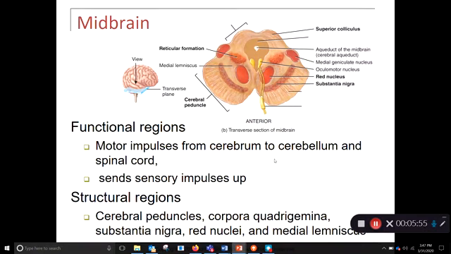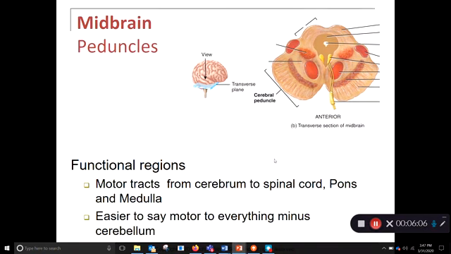Some important landmarks: you've got the cerebral peduncles, corpora quadrigemina, substantia nigra, red nuclei, and medial lemniscus. We're going to go ahead and talk about four of those here shortly. First off, let's talk peduncles. If we're going to make it really brief and short, pretty much it's all of your motor tracts to your body, to your cerebrum, minus your cerebellum. Everything for motor tracts minus the cerebellum.